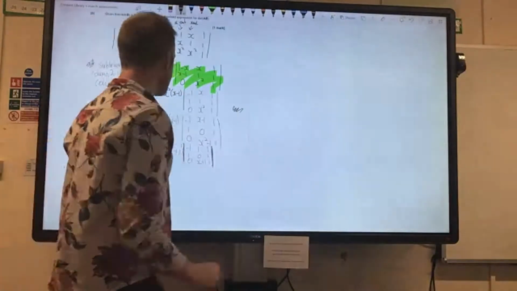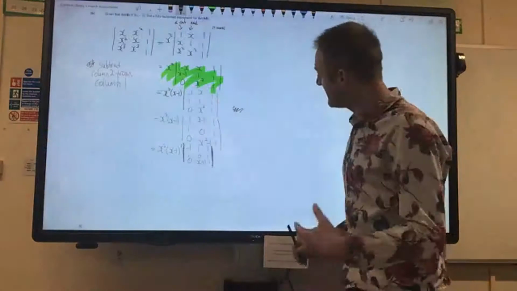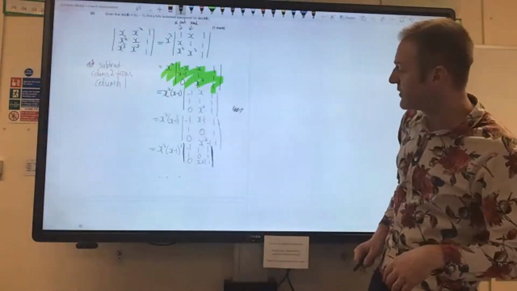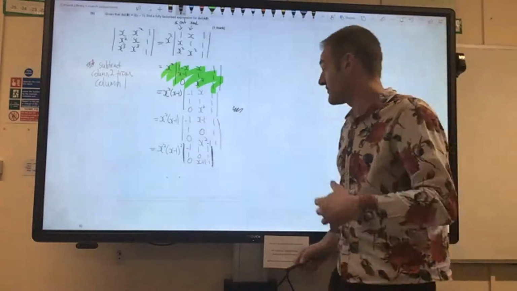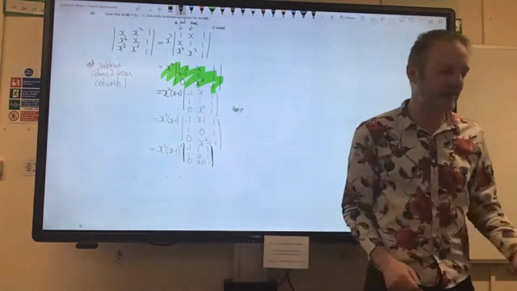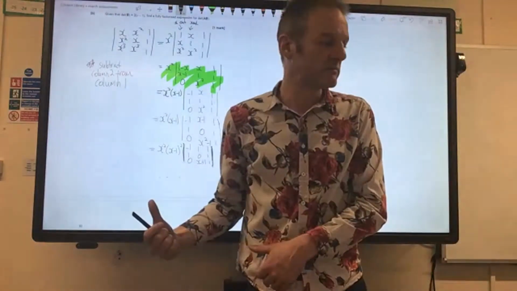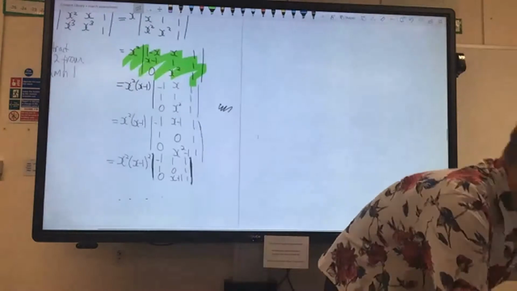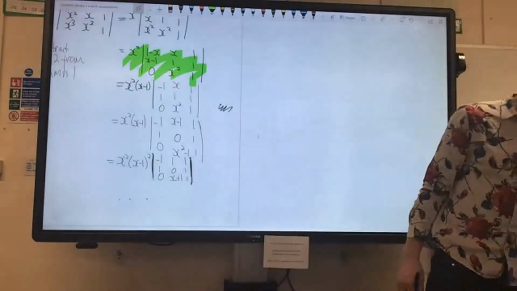Okay. And then finally, you can still simplify it a bit better. You could add the second row to the top row, or add the top row to the second row to get some more zeros to make it even easier. But I think for the sake of moving on, that'll do. And then you expand that determinant. You've shown that you can do what you're supposed to do.